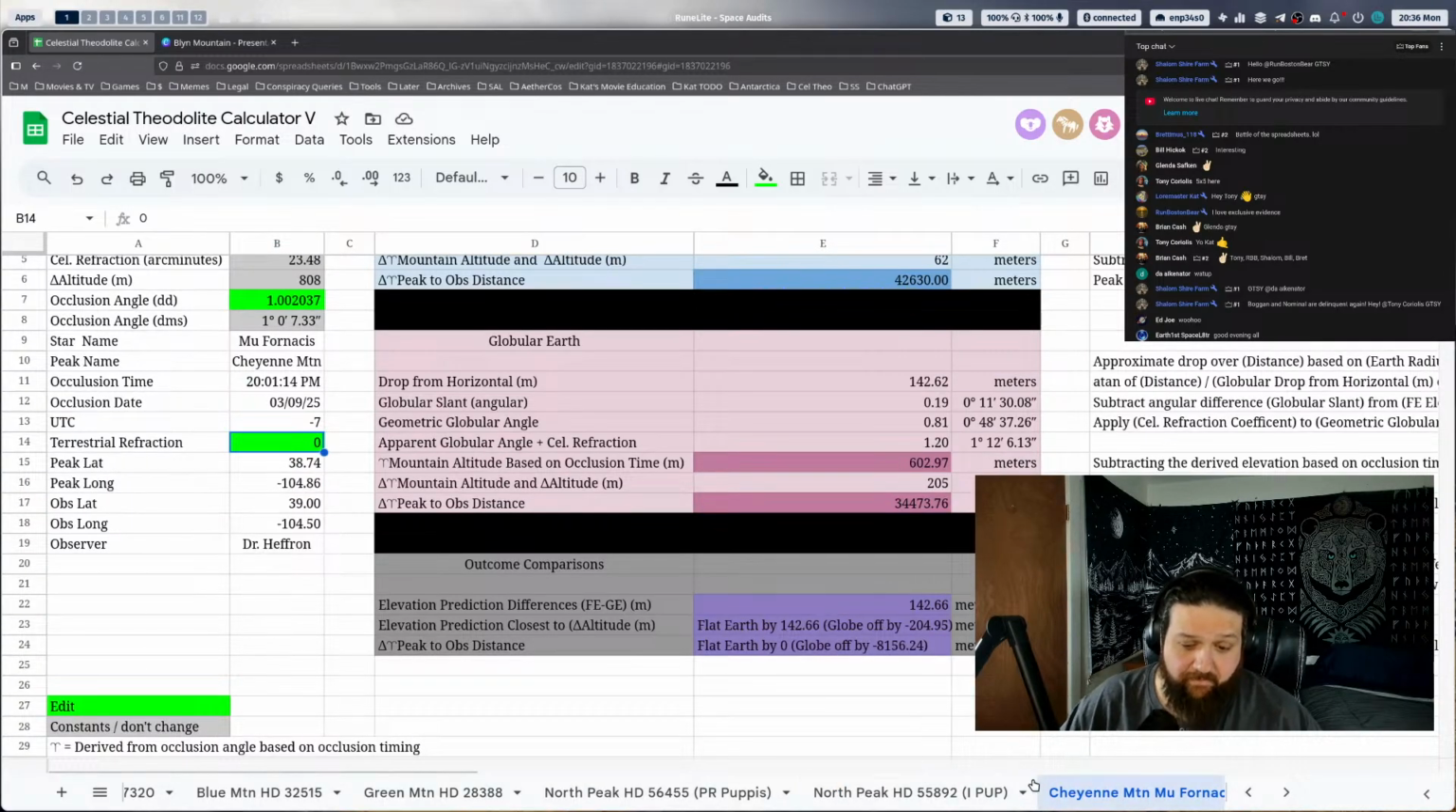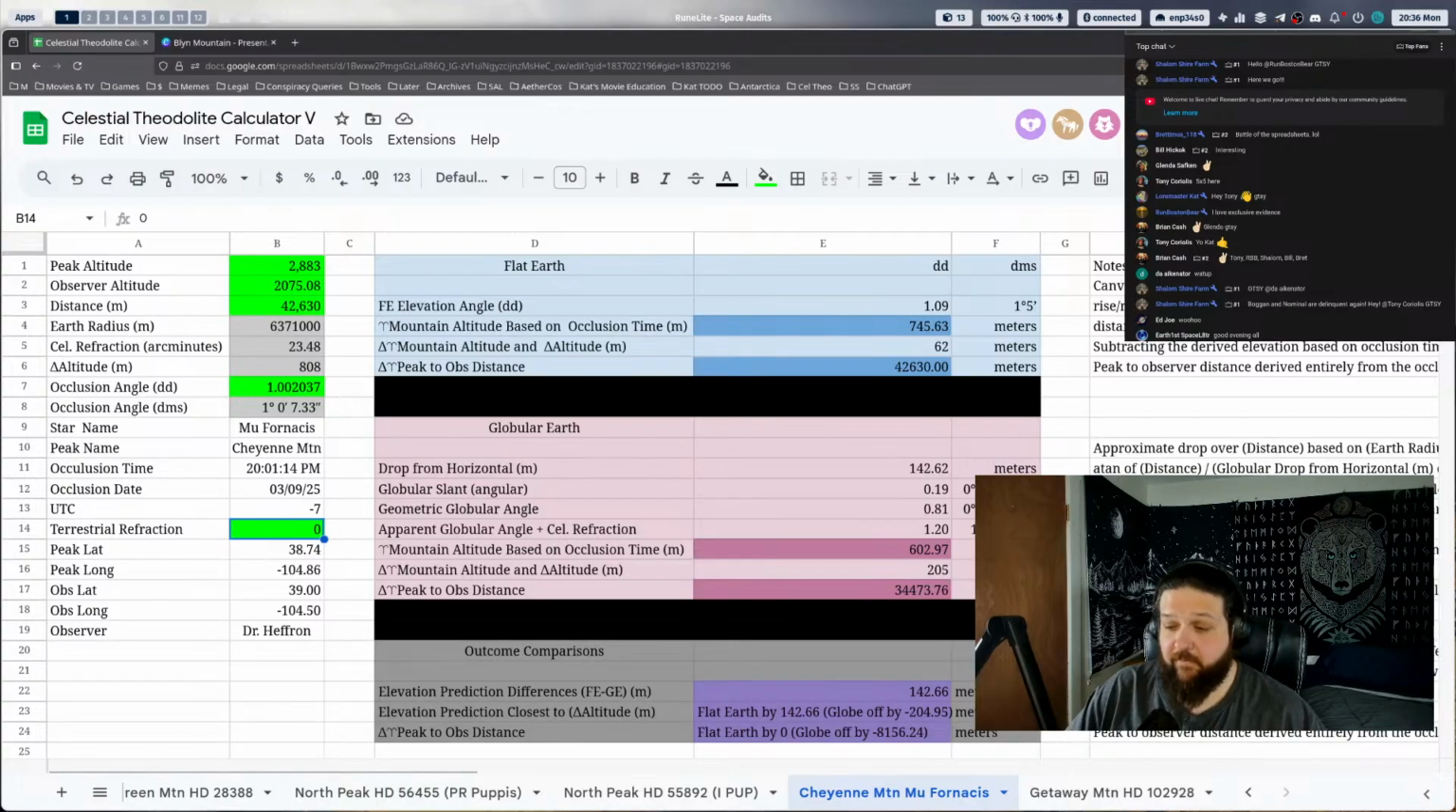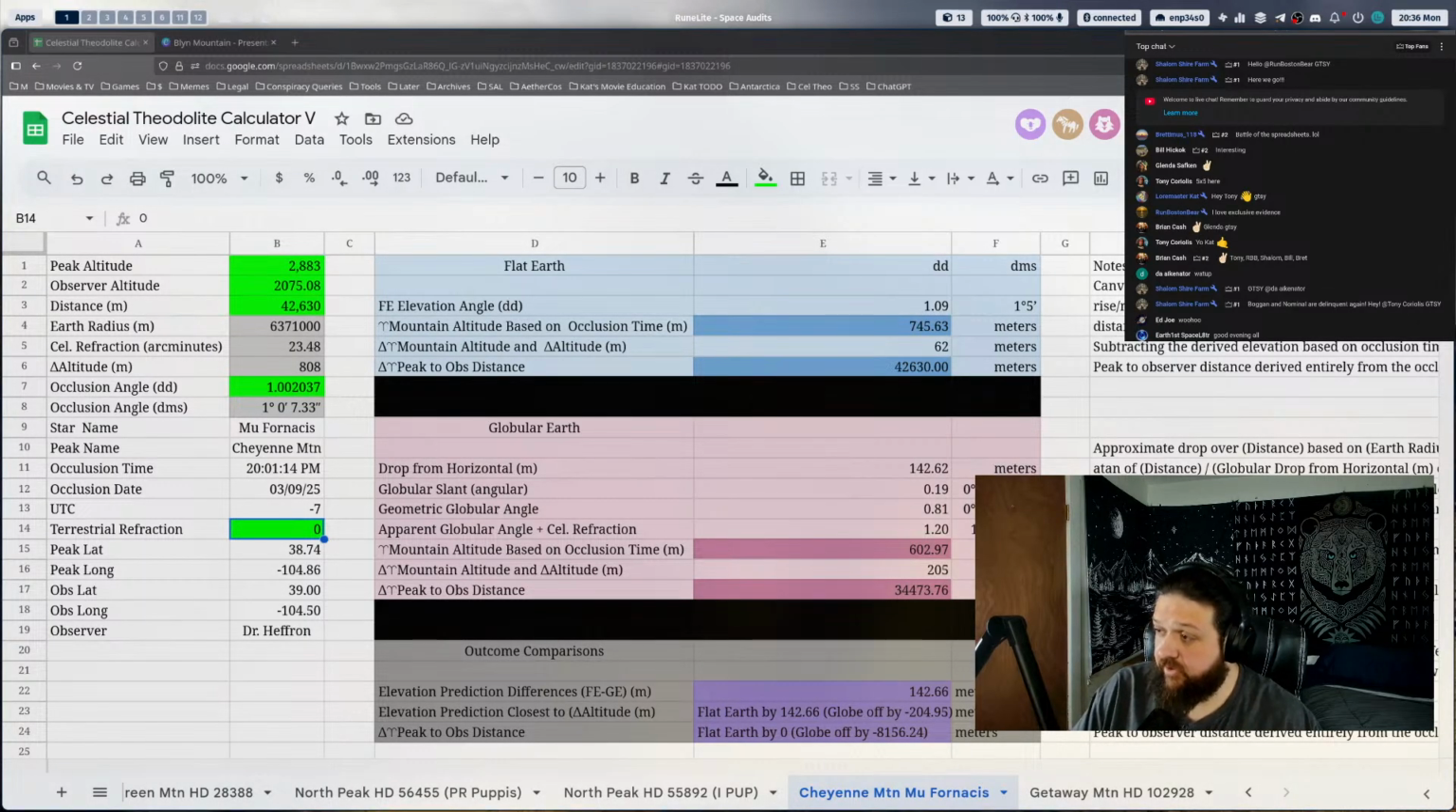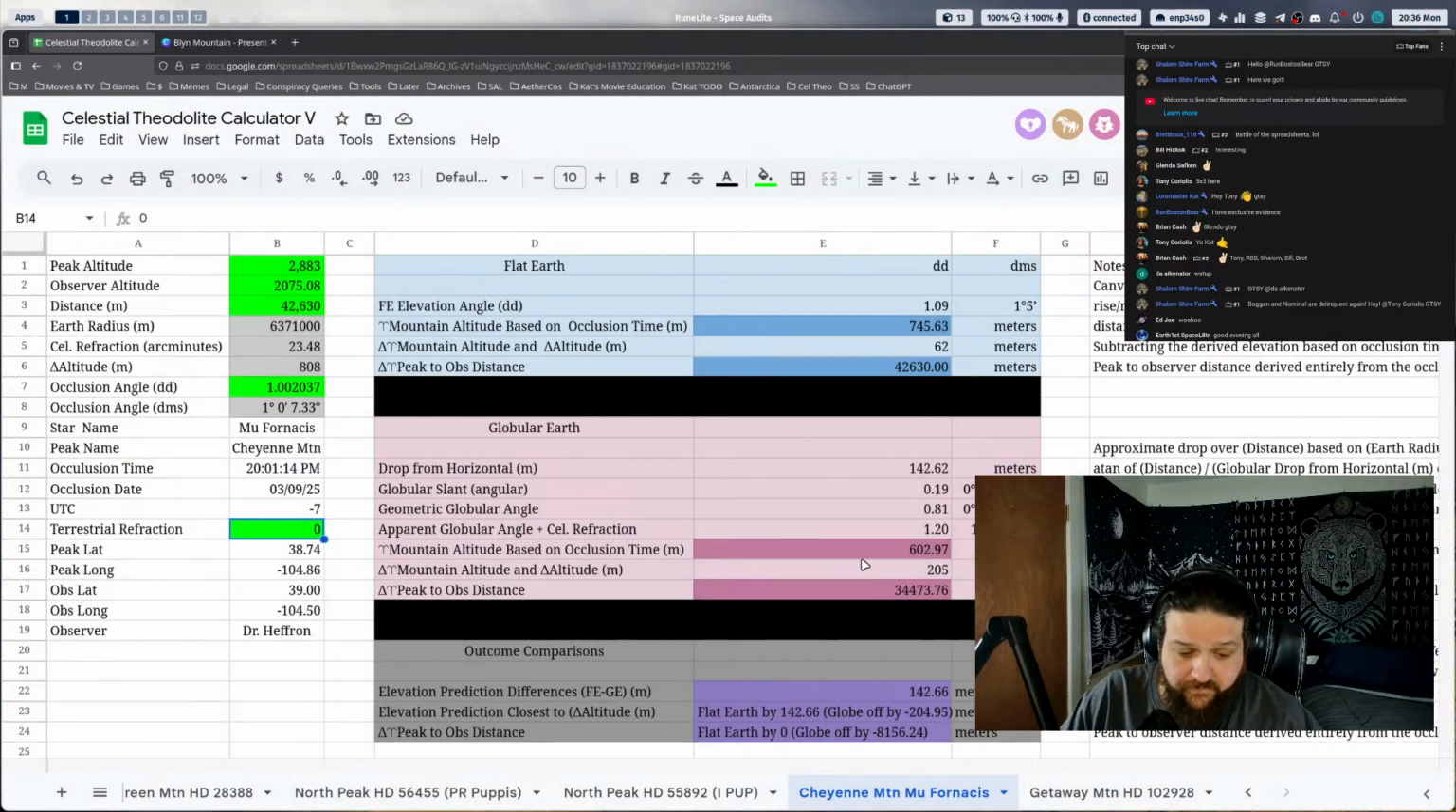We have Cheyenne Mountain. Yeah, we have a couple more. That is the implication with this, right? That the stars are coplanar with the Earth. So we got a couple more to get through here, and then we'll take Q&A.